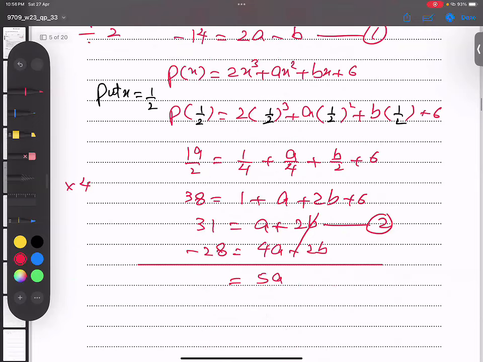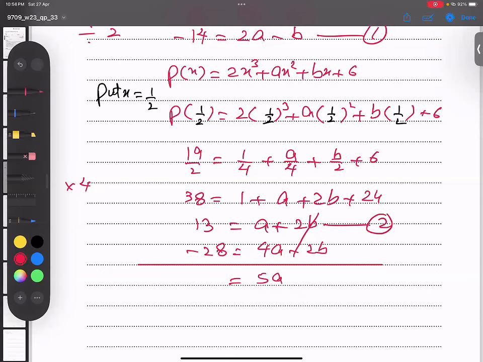And let's go below. When multiplied by 4, all done, but 6 fours are 24, not done. So this is clear. Now this is becoming 24. And now 38 minus 1 minus 24, I get 13. So this is 13, students.